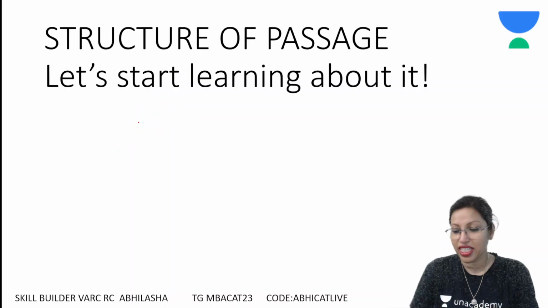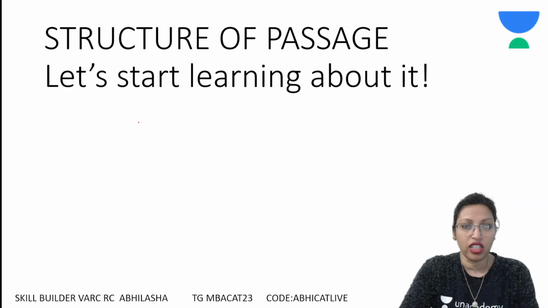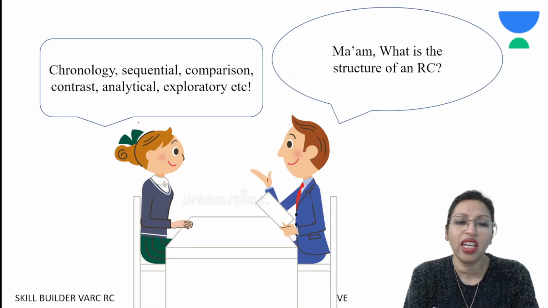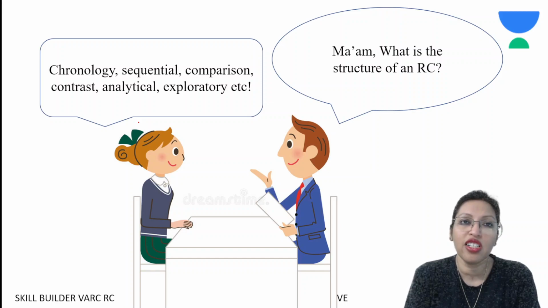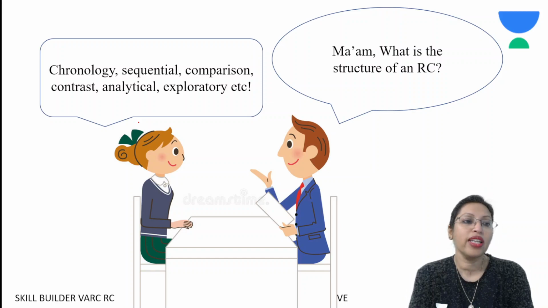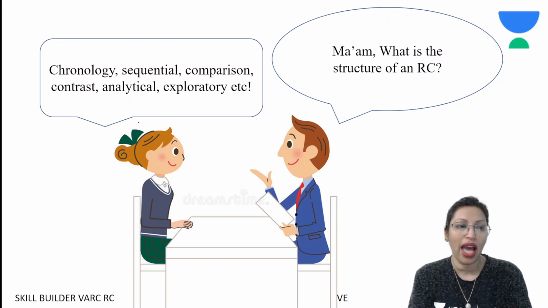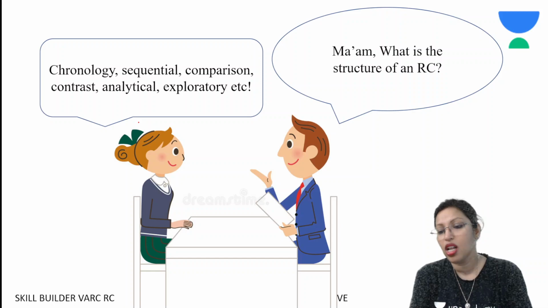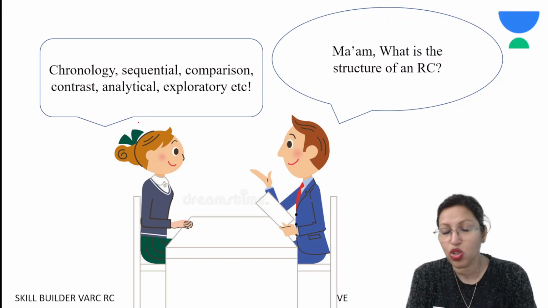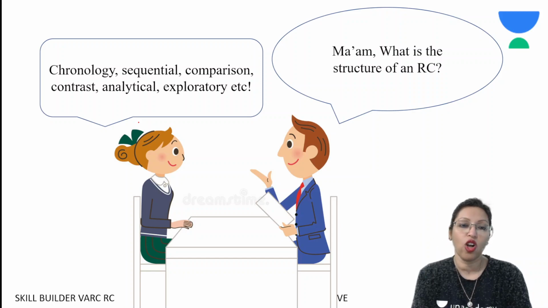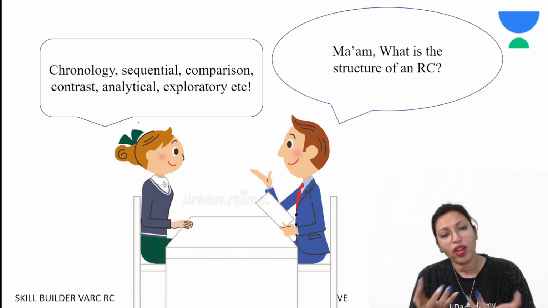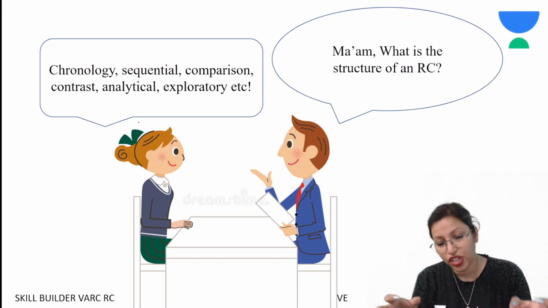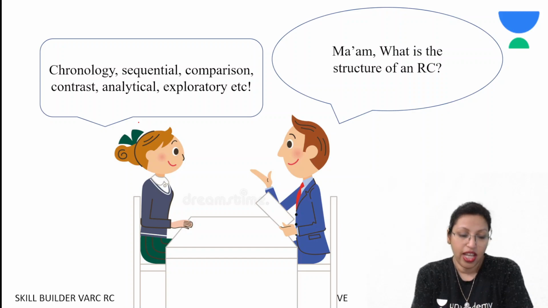The structure of the passage, let's learn a little bit about it. So what is the structure of an RC and why do we have different structures for different RCs? Well, chronology, sequential, comparison, contrast, analytical, exploratory, these are a few possible and probable structures that we do find in reading comprehension. Now let's understand why different articles have different structures.